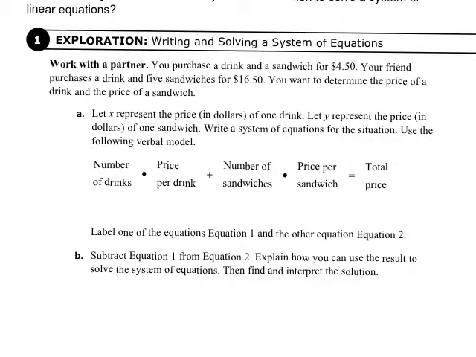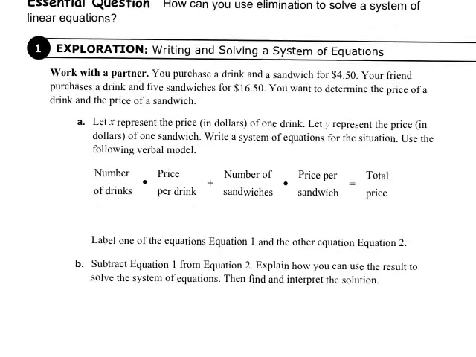So what do we not know in this problem? We know some information, but we don't know some information at the same time, right? What do we not know? Yeah, the price of the drink and the price of the sandwich, right? So it tells us to use X for the price of the drink and Y for the price of the sandwich, okay?